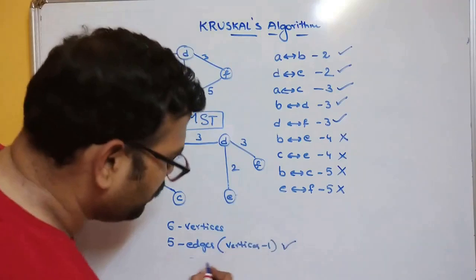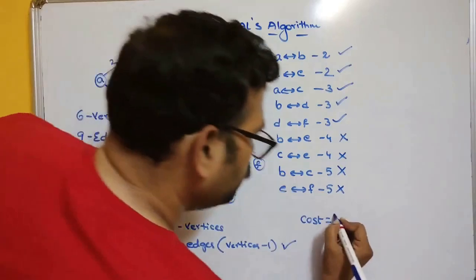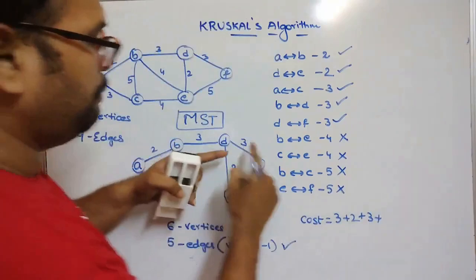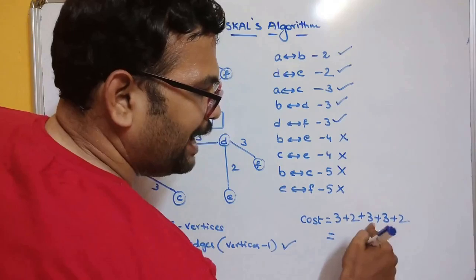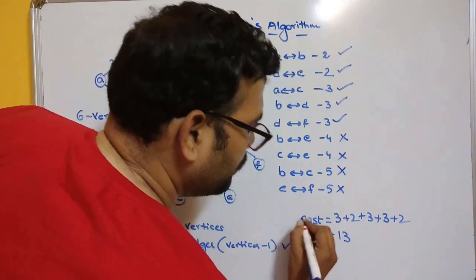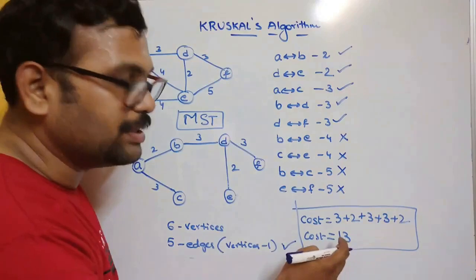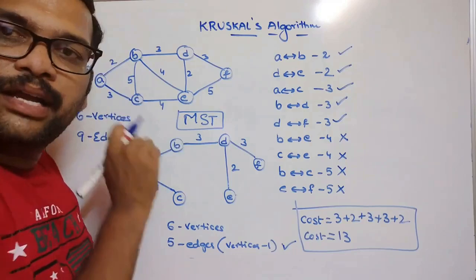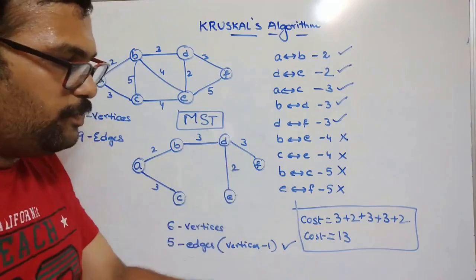So now what is the cost here? Consider cost here. So cost of this one will be 3 plus 2 plus 3 plus 3 plus 2. So the cost will be 5, 8, 11 and 13. So cost is 13. So the minimum cost we can construct the spanning tree with is 13. Remember this is the same example we have taken in the Prim's algorithm also. So there also we constructed the minimum cost spanning tree with a cost of 13.